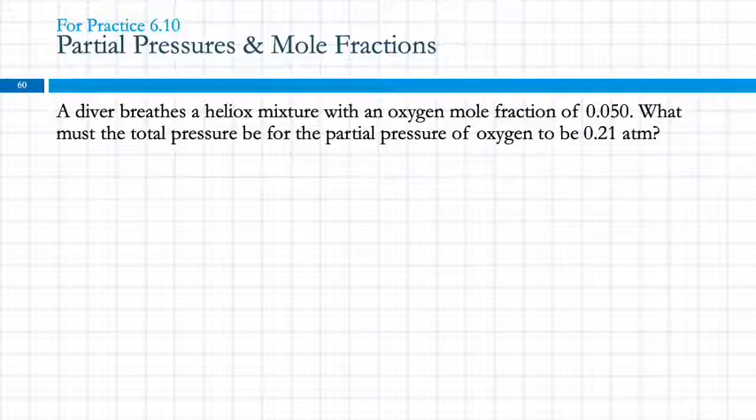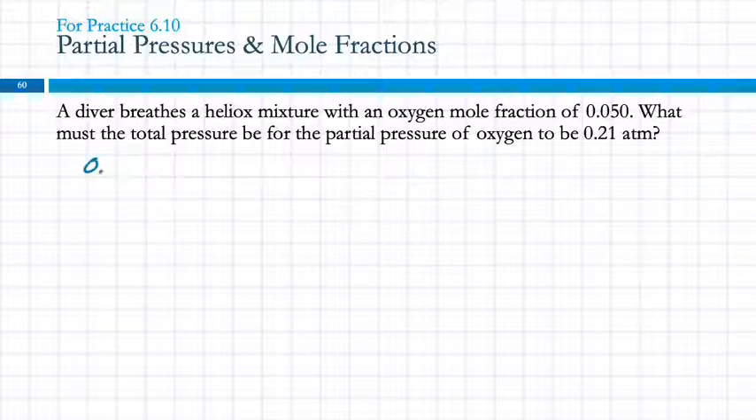Okay, so let's get back to boring calculations. A diver breathes a heliox mixture with an oxygen mole fraction of 0.050, no units because it's a fraction. What must the total pressure be for the partial pressure of oxygen to be 0.21 atmospheres? This one is way simpler than the last one, but let's write it down.